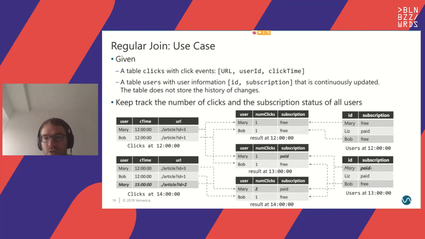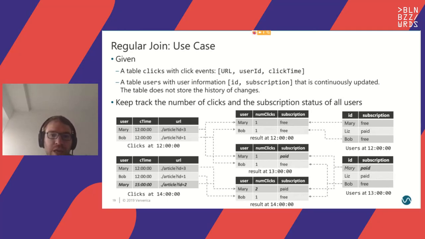If now the users table changes at 1 o'clock, we need to update the result that we computed before. So at 1 o'clock, Mary changes her subscription to paid. This means we now need to update the result that we produced before because it's not valid anymore. So the subscription here changes from free to paid. And if now the clicks table changes at 2 o'clock, and we get another record for Mary, then we need to again update this result because we also want to count the number of clicks, and now the count increases from 1 to 2. So you see, at any point in time when something changes in either of both tables, we need to update the result.